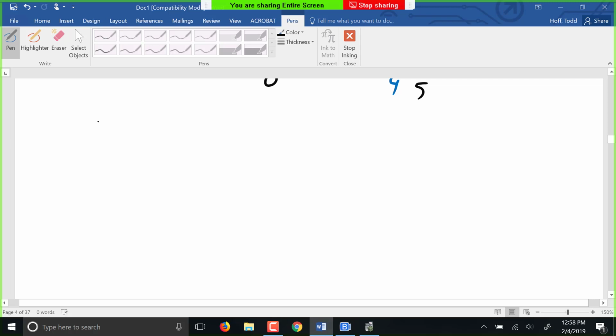So we might have 5x minus 1 is greater than negative 16. What should we do to try to solve this?